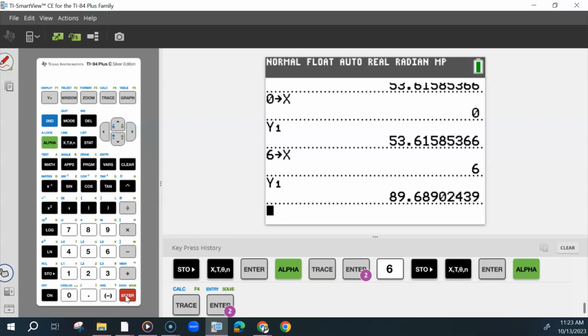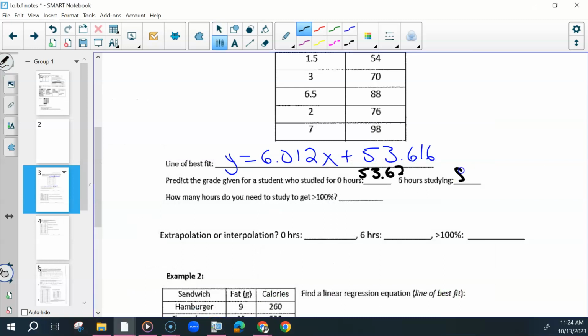So to find all of your Y values, you can use this method. Store in your value for X, get your answer. So we can say this is 89.69. That would be the grade they would get for studying for 6 hours.